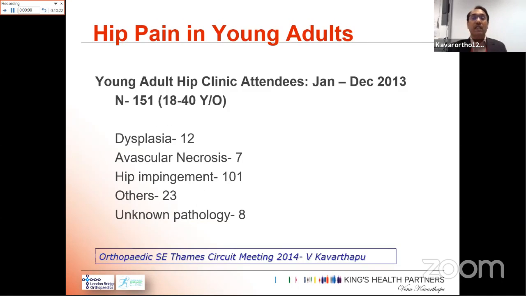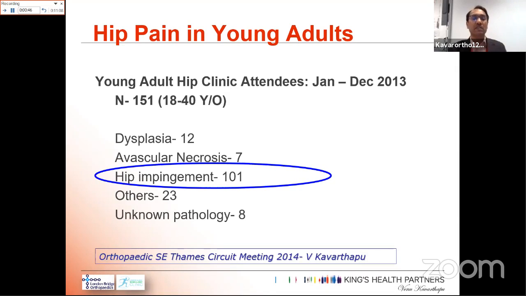I've been delivering this service for the Southeast London region since 2006, and my hip fellow in 2013 did a simple cross-sectional audit on my hip clinic practice at that time. Out of 150 patients in the young adult group, between 18 and 40, which we labeled for this particular service, 12 presented with hip dysplasia as the diagnosis, and some with avascular necrosis.